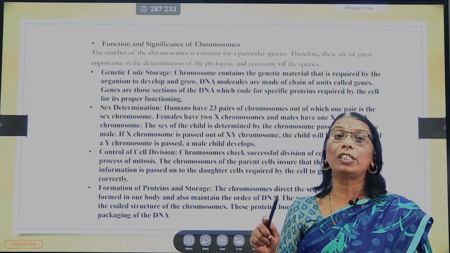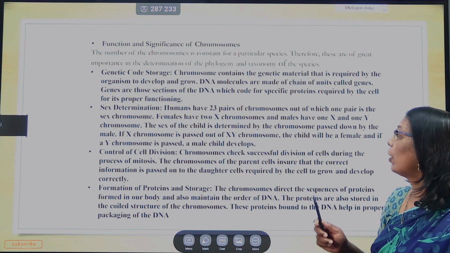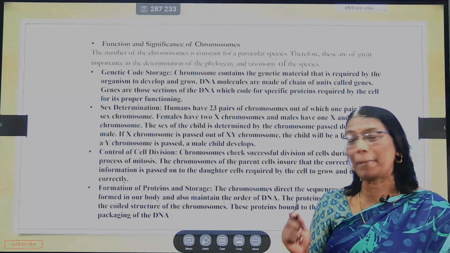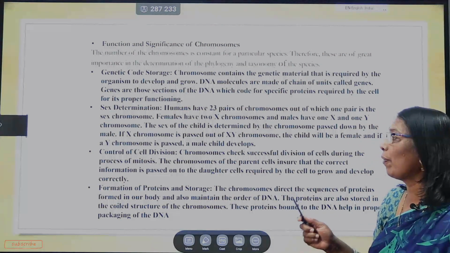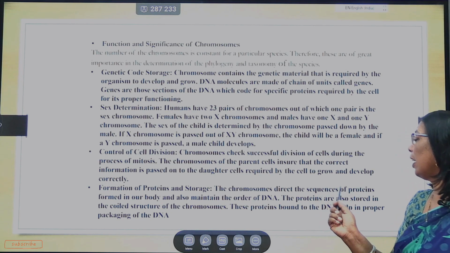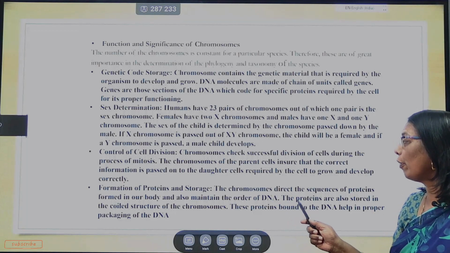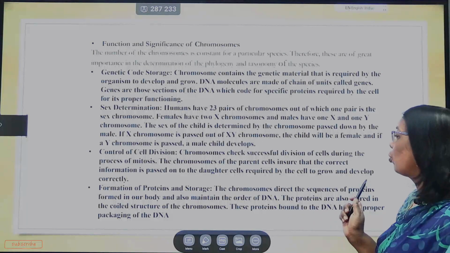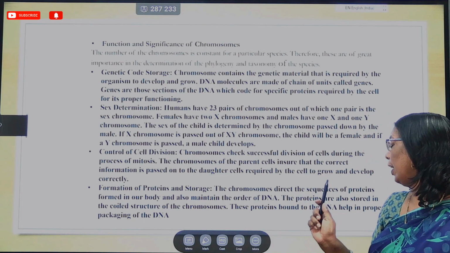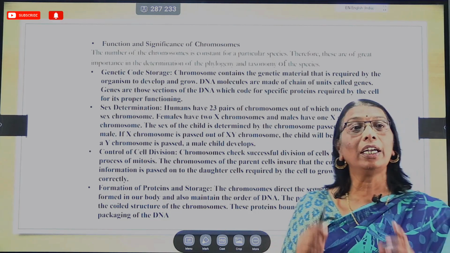These chromosomes also play an important role during cell division, and therefore they check the successful division of cells during the process of mitosis. And the last one is the formation of proteins and storage. These chromosomes direct the sequences of proteins formed in our body, also maintain the order of DNA, and these proteins are stored in the coil structure of the chromosome. These proteins bind the DNA, and therefore it is helpful in the proper packaging of the DNA molecule.